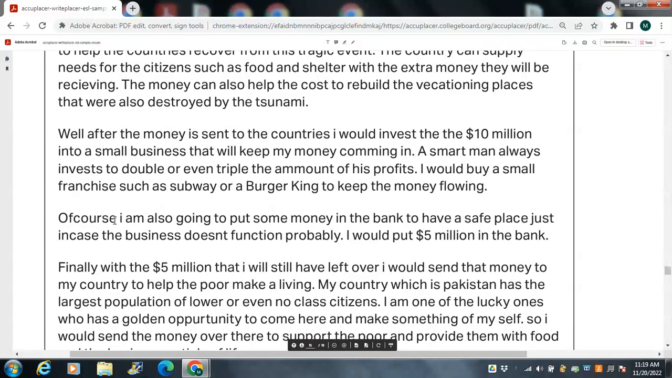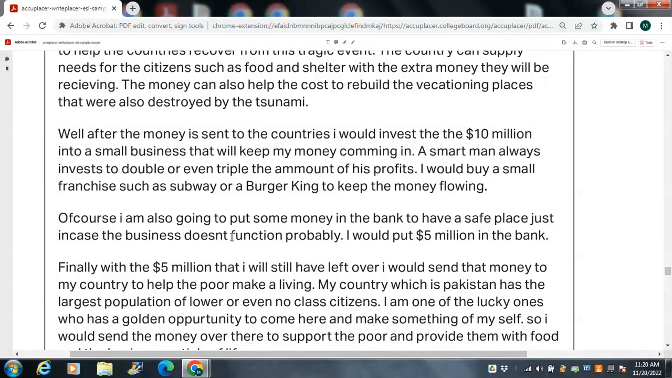Of course, comma, again, they use a transition word, which is great. Yes, a space. Yes, uppercase on I. Of course, comma, I am also going to put, or I would also put some money in the bank to have a safe place just in case the business does not function properly. And again, this I would undo contractions and just say does not, rather than doesn't, because when you use contractions, it is considered informal.